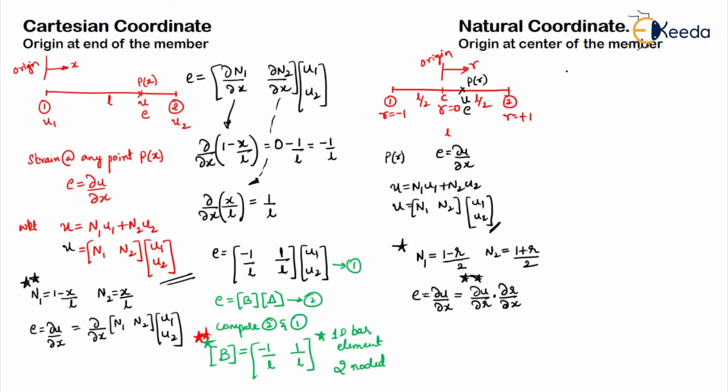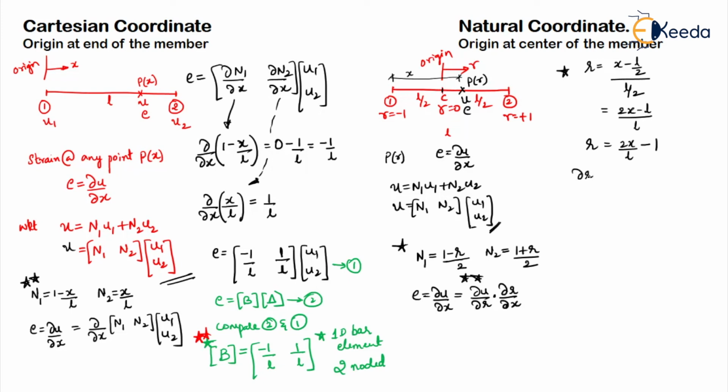First of all, find R. So if this distance, we'll take it as X. So R will be X minus L by 2, that's coming to the center, then divided by that L by 2. Okay. So this will come up to 2X minus L by L. So it will be 2X by L minus 1. This will be your R.